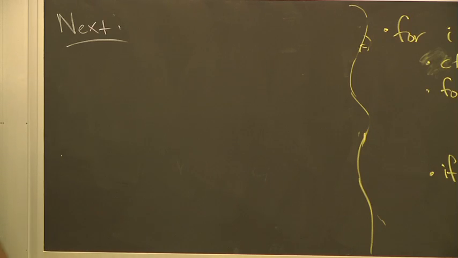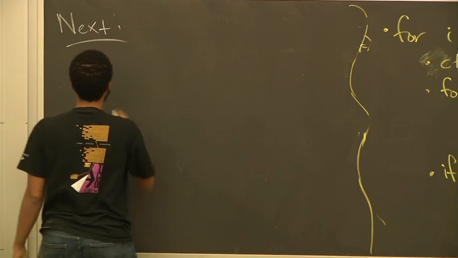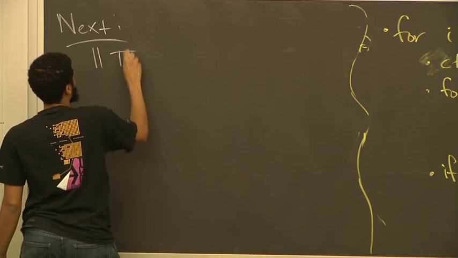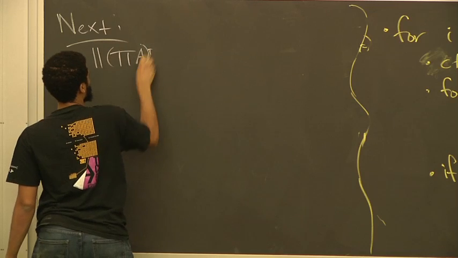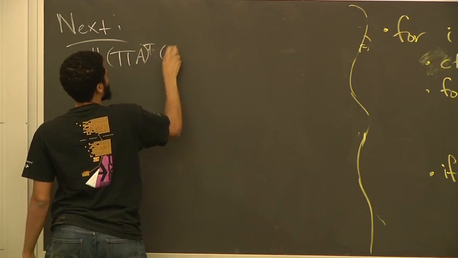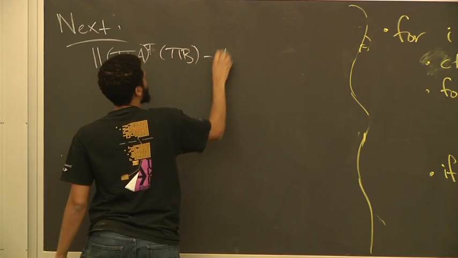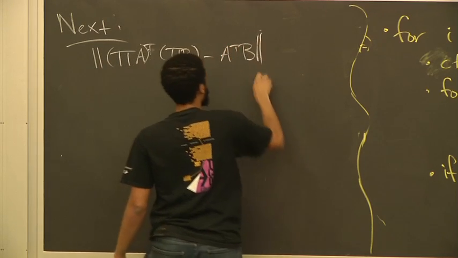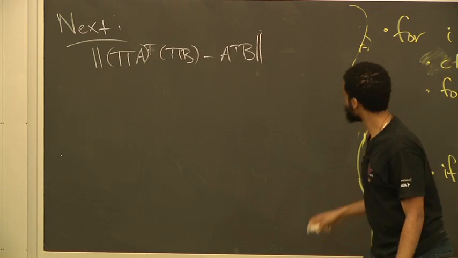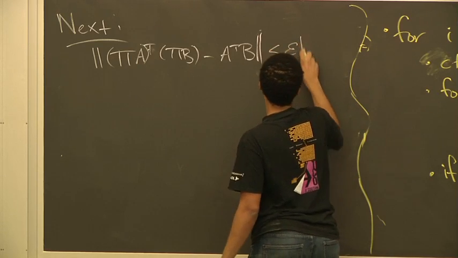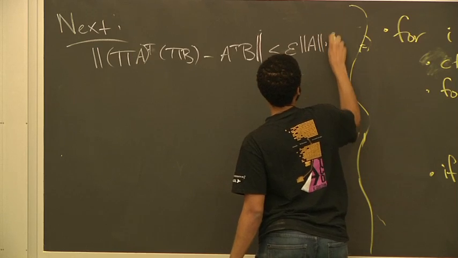Okay, we're going to look at spectral approximation. So let's say the operator norm of Π A transpose Π B minus A transpose B is at most epsilon times the operator norm of A times the operator norm of B.